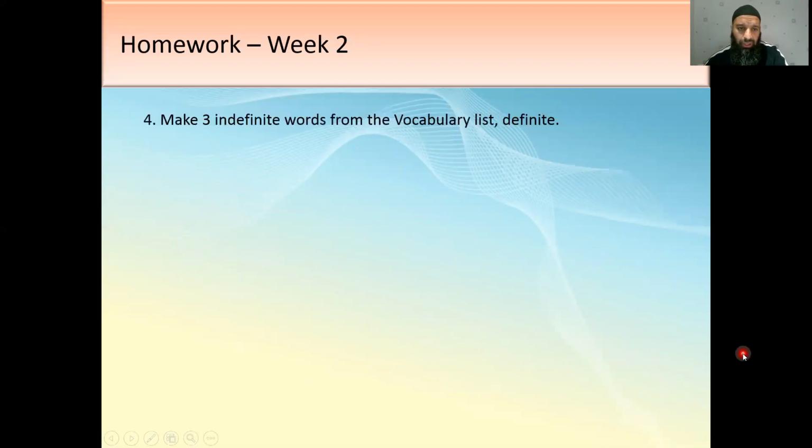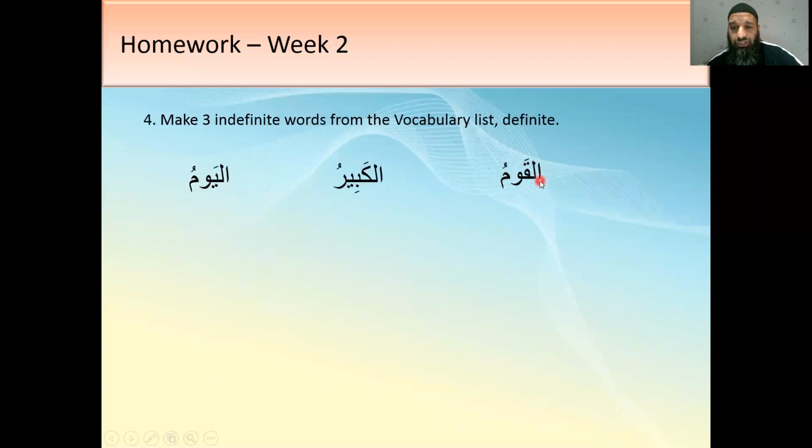Next one. Make 3 indefinite words from the vocabulary list definite. So I just did these 3. It was qawmun in the vocabulary list. I just stuck an alif lam on and took off the double dhamma, the double pesh, so it makes al-qawmu. Al-qawmu is the nation. Okay, so kabirun, it said kabirun in the vocabulary table. I stuck an alif lam and made it al-kabiru. And the last one, yawmun, changes to al-yawmu.